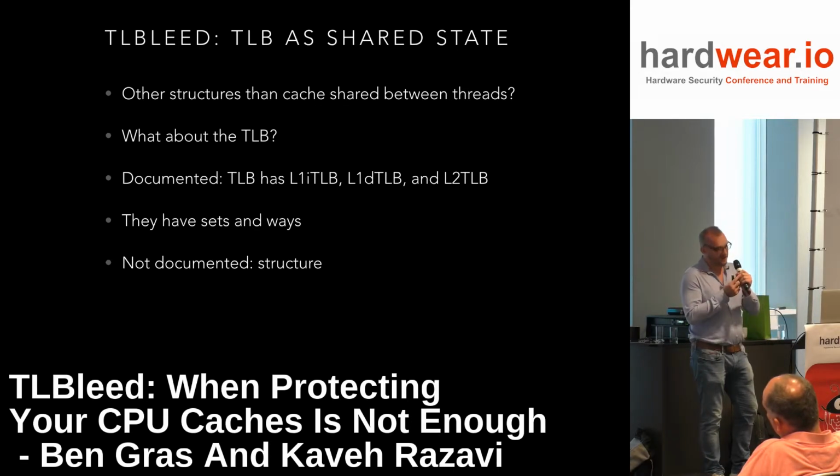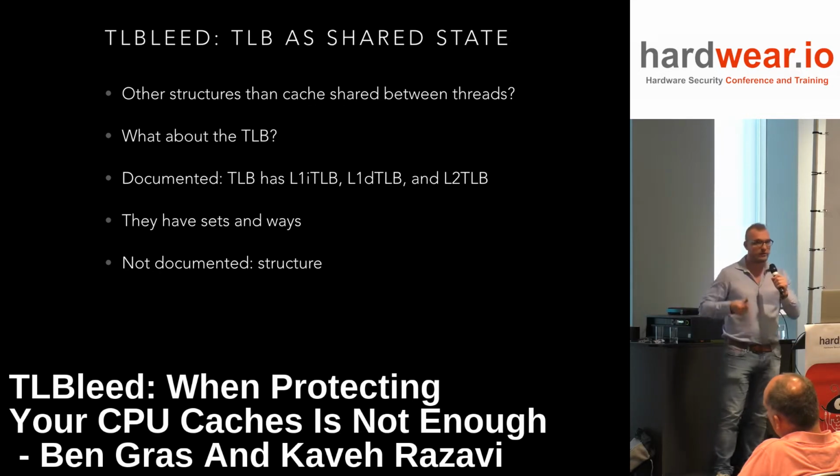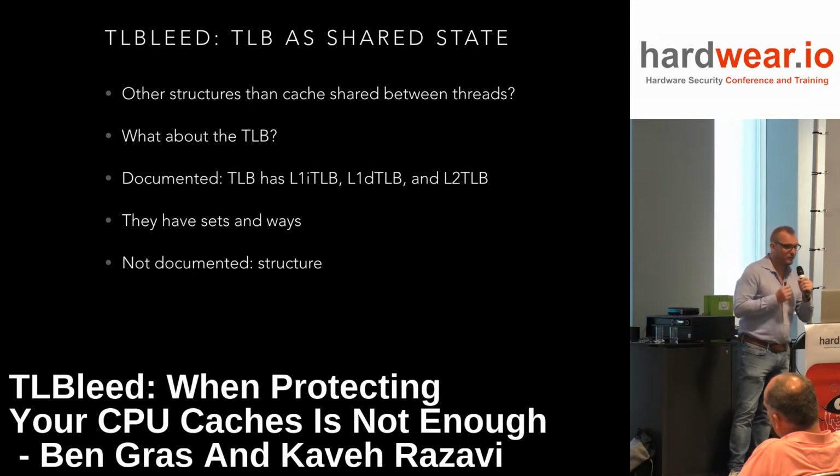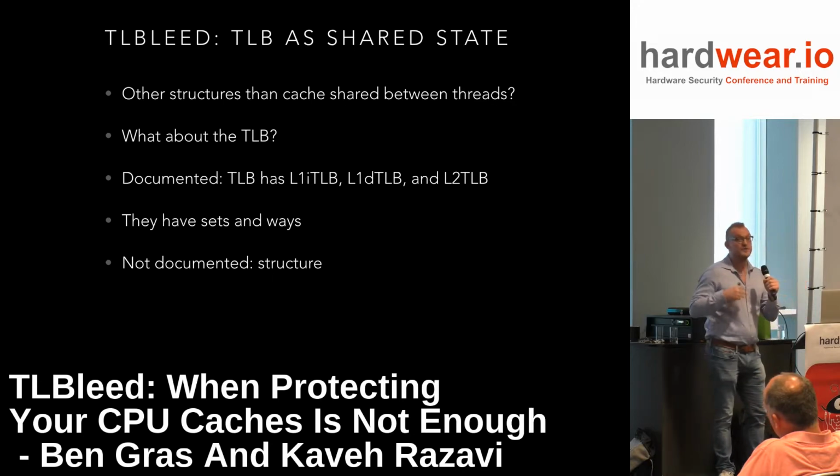So what if the TLB were shared between CPUs, maybe between cores or between hyperthreads? If that's true, then the activity of one thread would be visible to another thread just because they're sharing TLBs, in exactly the same way as we can leak activity through the cache. So let's try and find out about this.